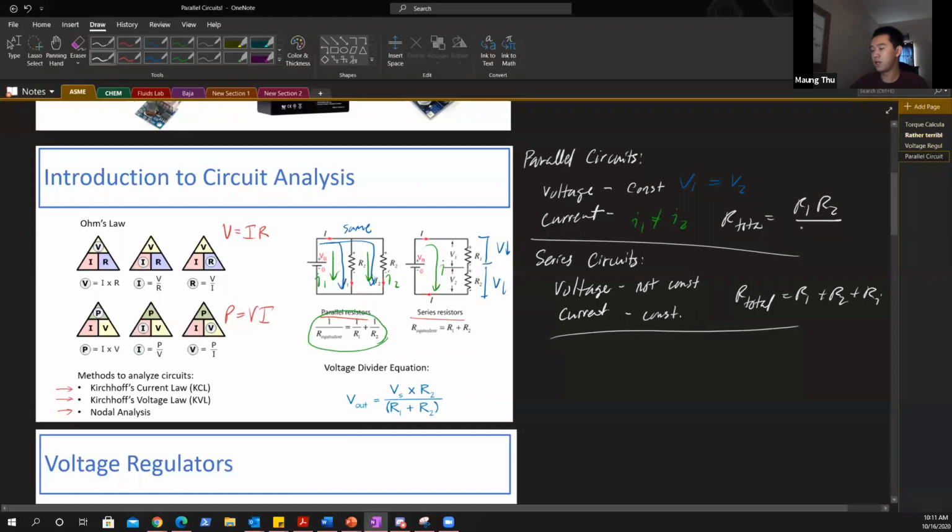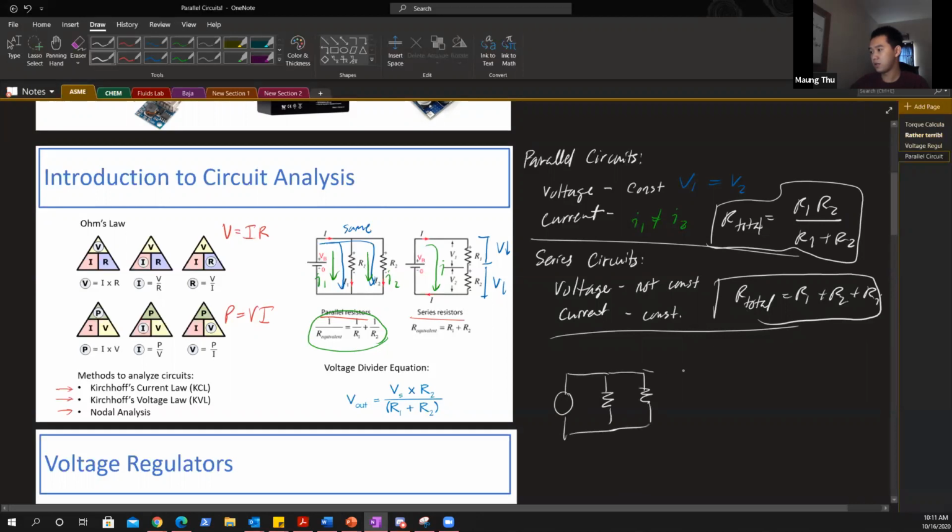If you have 2 resistors in parallel, you can just use this formula to figure out your total resistance. It's probably the easiest way to do this.